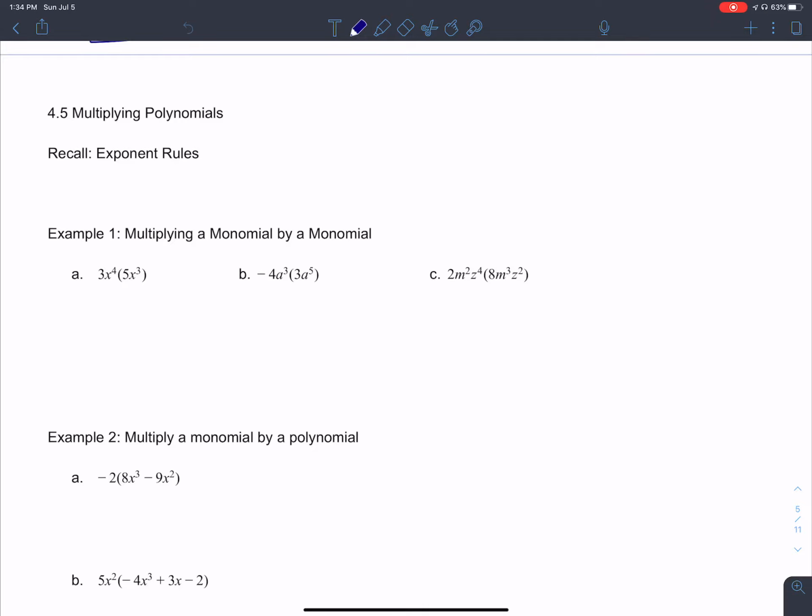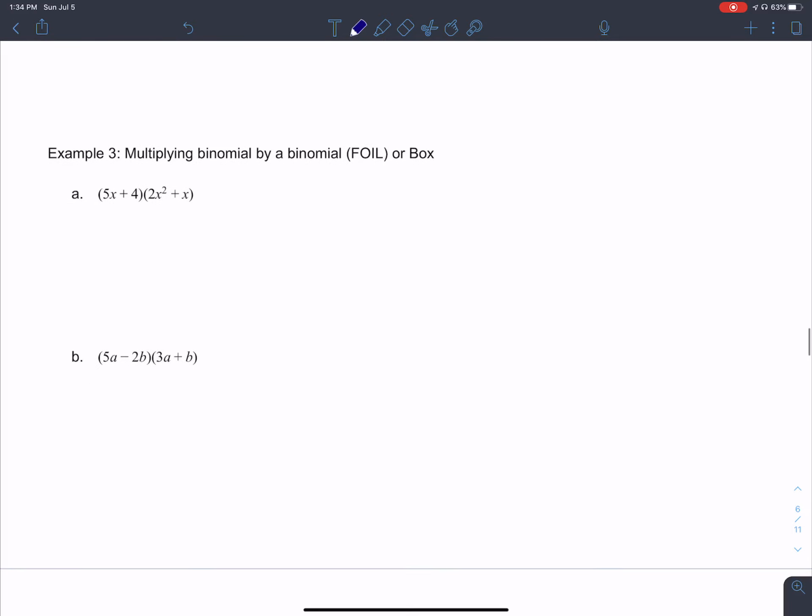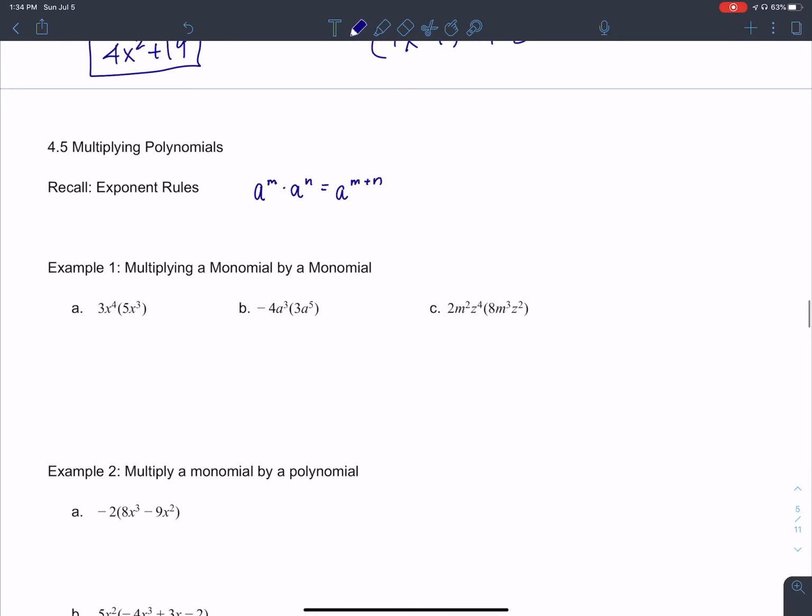Okay, we are going to talk about multiplying polynomials. So let's recall a few exponent rules before we do this. Remember, a to the m times a to the n, we add our exponents. Okay, that's important. And that's about it. That's all we need to remember for this.